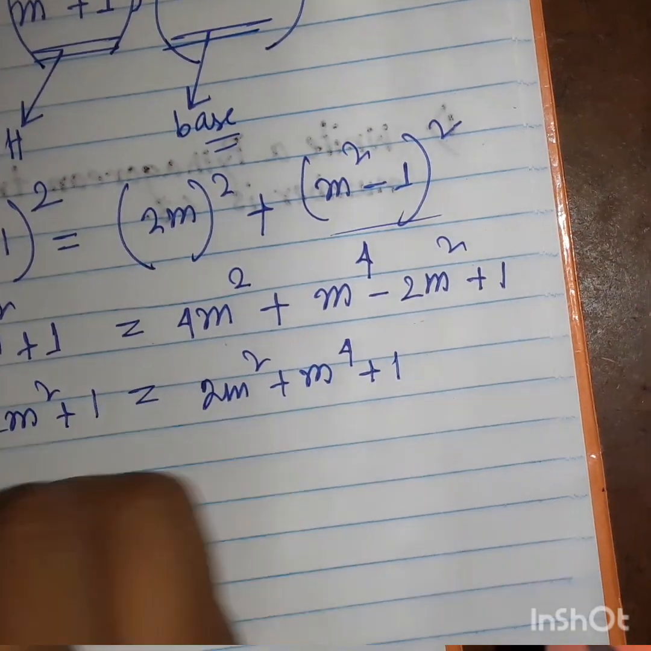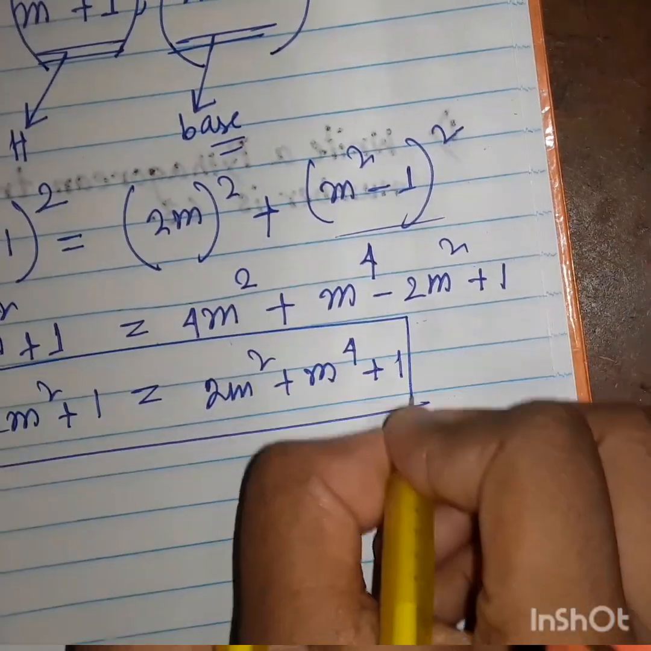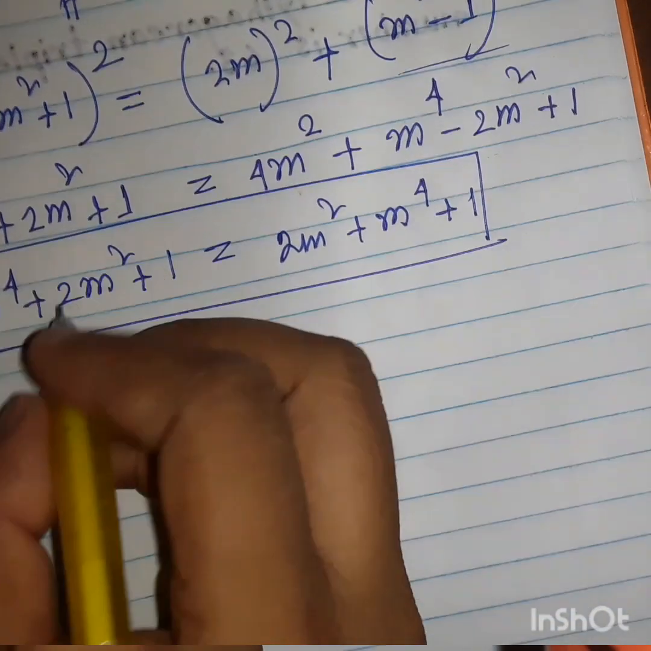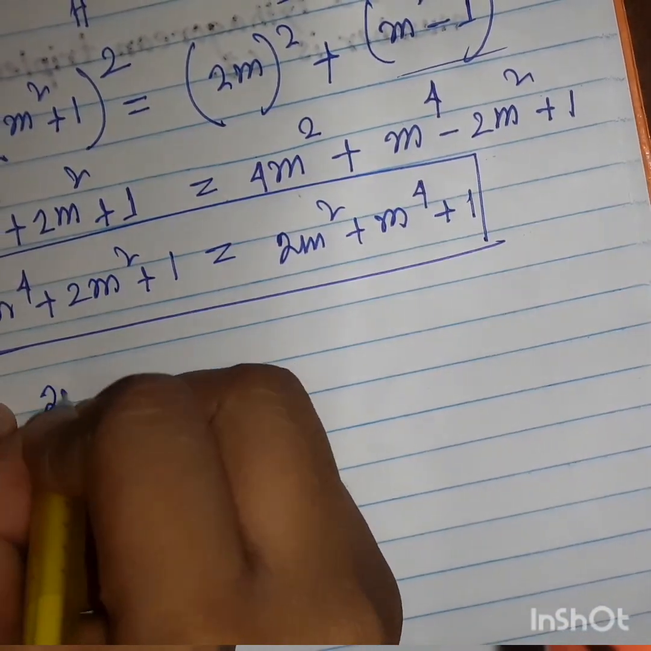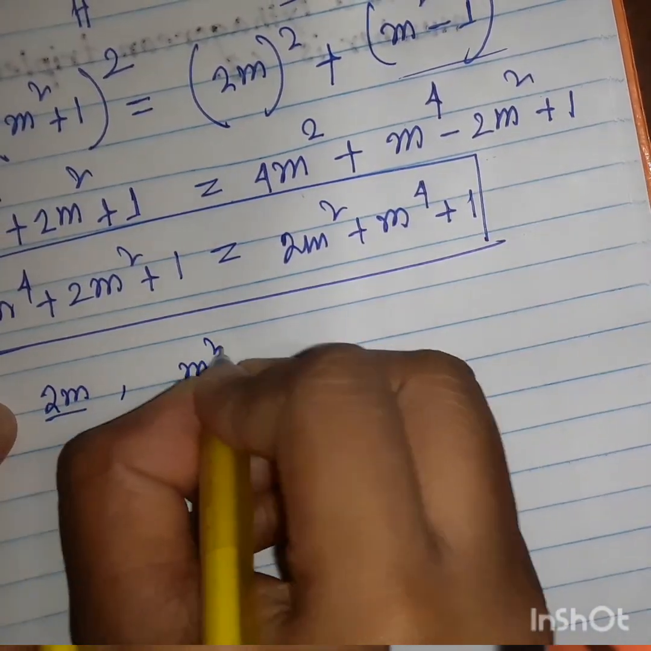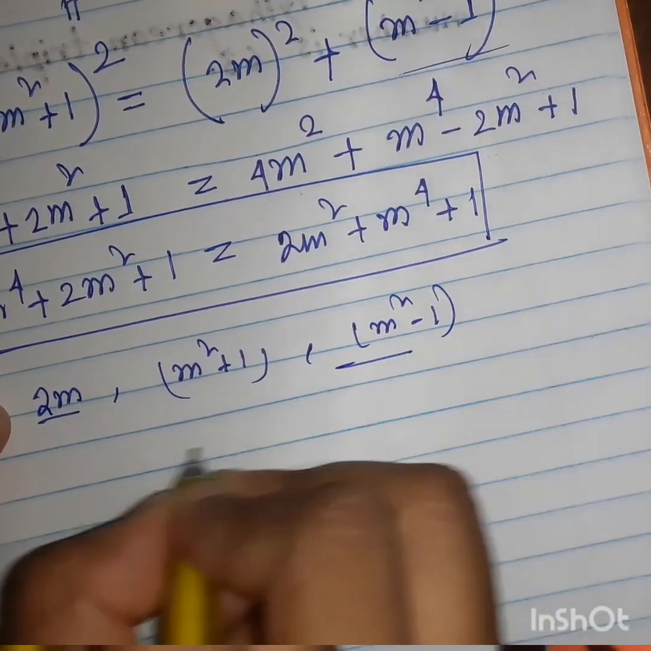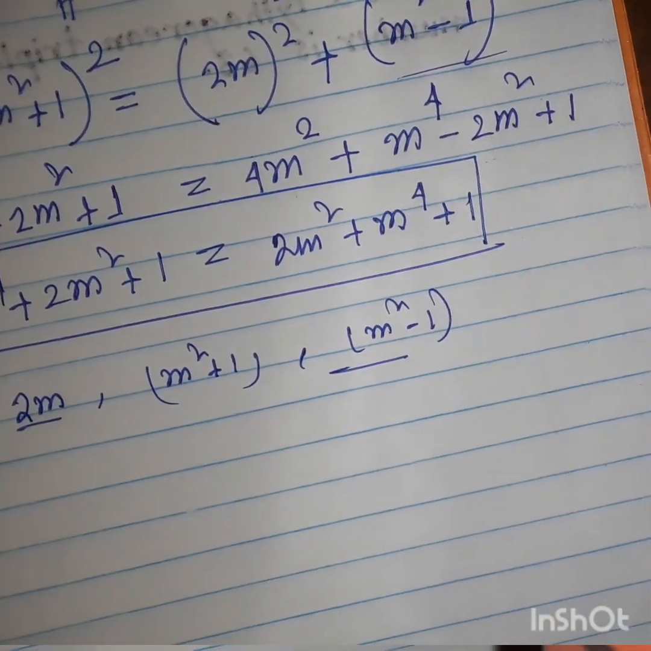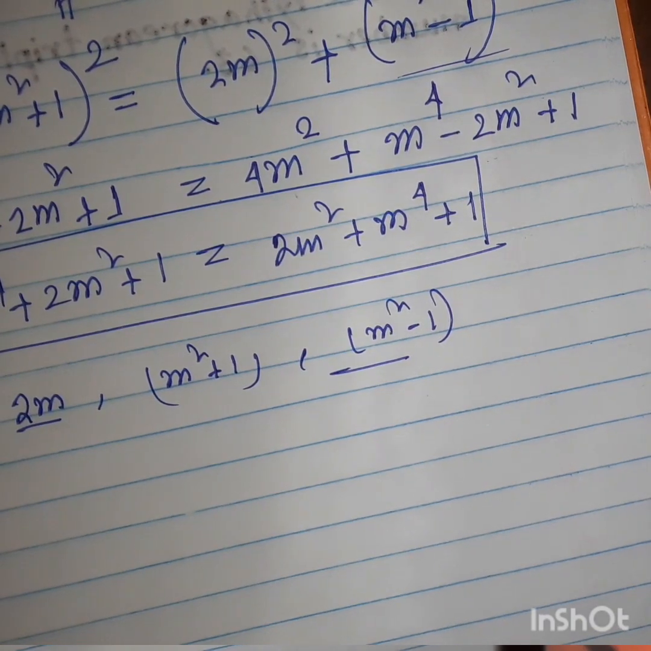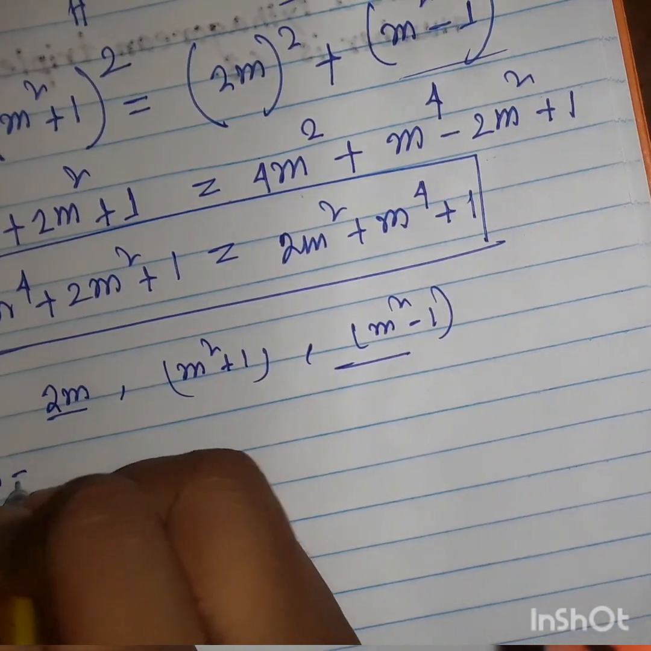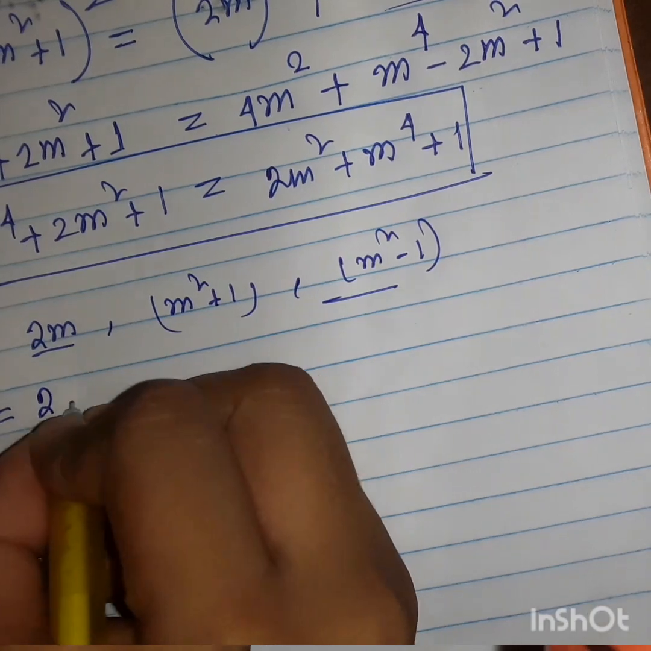That's what is happening. Both sides are equal to each other. So I can write a set of three numbers: 2m, m square plus 1, and m square minus 1. Then these three numbers can easily form a Pythagorean triplet. I want to give you one example. Let's take m is equal to 2.